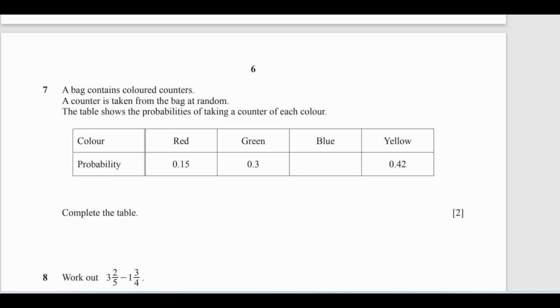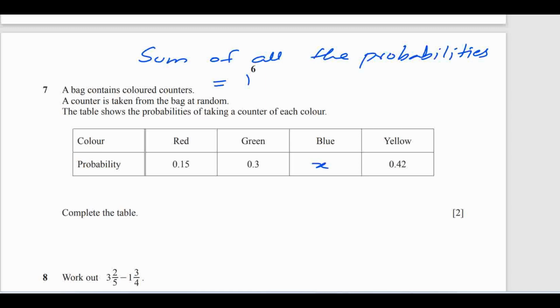Now, as we can see that the sum of all the probabilities will be equal to 1. So which means that if we add these three, let's say this is x, so x will be equal to 1 minus (0.15 plus 0.3 plus 0.42).